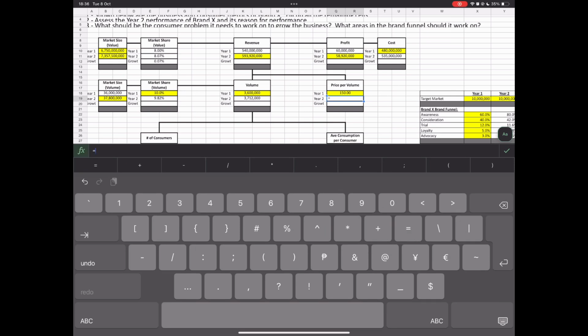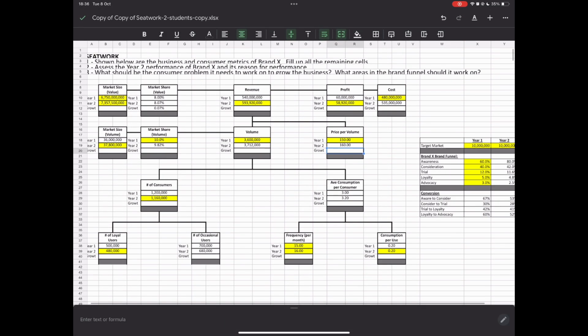And then to get the price per volume, it's just the year 2 revenue divided by the year 2 volume. And then after that, the growth percentage is just year 2 over year 1 in parentheses minus 1. And that's basically the whole exercise.